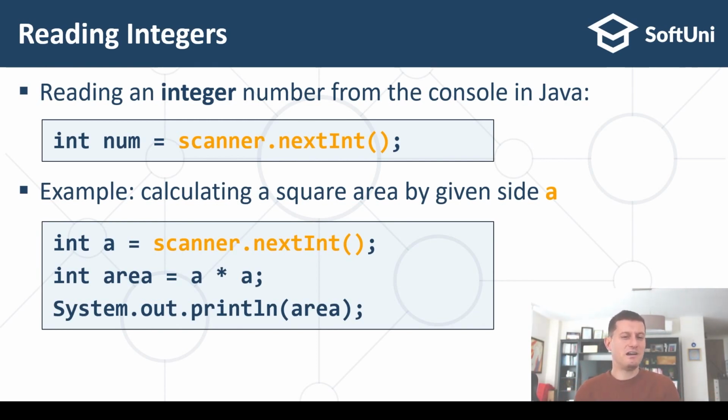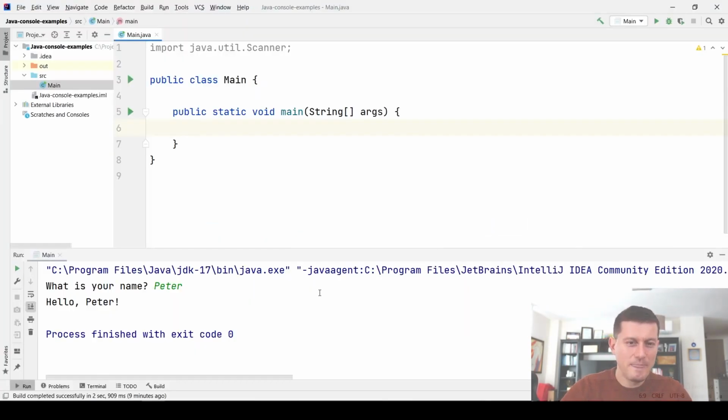area. We input a number a, and calculate the square area by this given side a. For example, we read 5 and we multiply 5 by 5 and we print the area. Let's see this in action in IntelliJ IDEA.